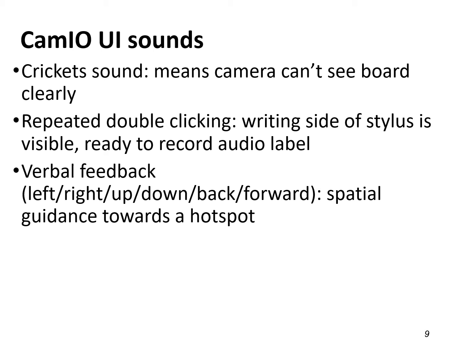And when it comes time to finding an existing hotspot, verbal feedback is available. Left, right, up, down, back, forward. This is spatial guidance telling you which way you need to move the stylus tip to get closer to the hotspot.